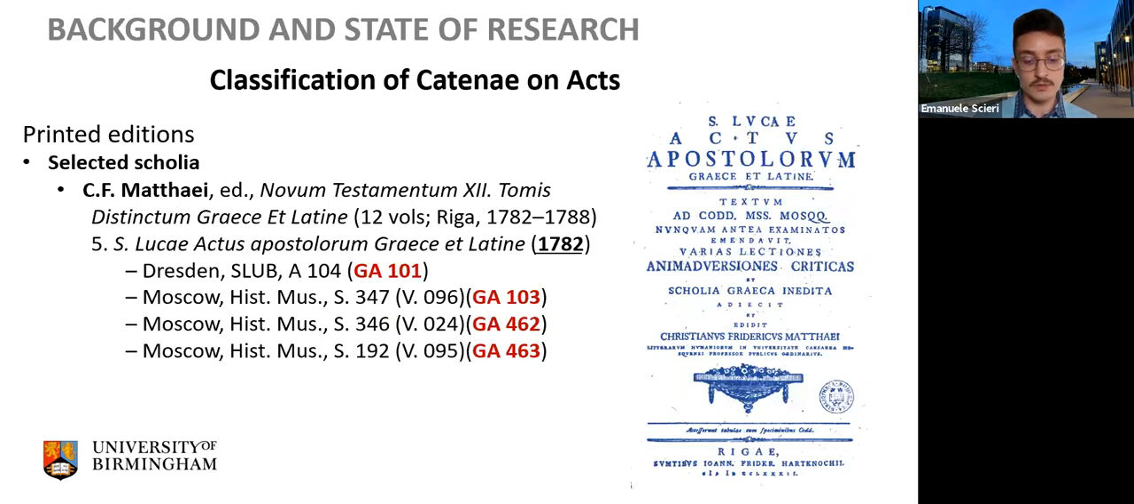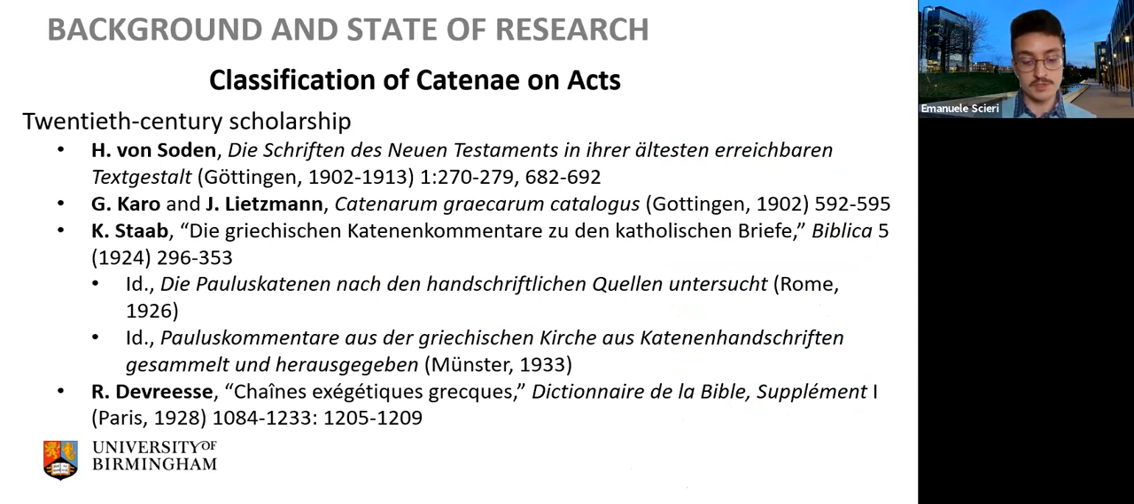Finally, selected scholia on Acts were also published by Matthaei in Volume 5 of his edition of the New Testament, 1782. These were taken from 4 different catena manuscripts, GA 101, GA 103, GA 462, GA 463. As one can see, these editors only made use of the few witnesses at their disposal. The manuscript tradition, however, is much richer, as already noted by scholars from the 20th century.